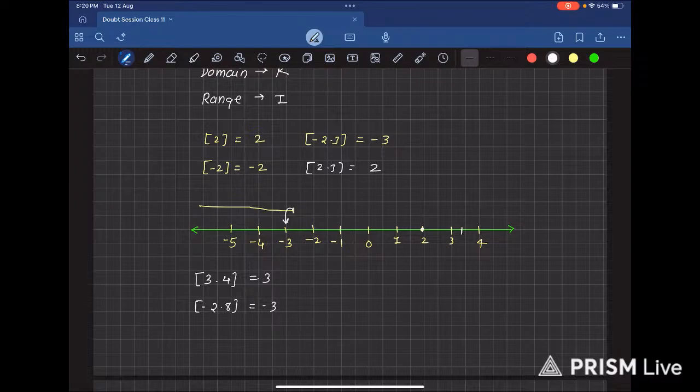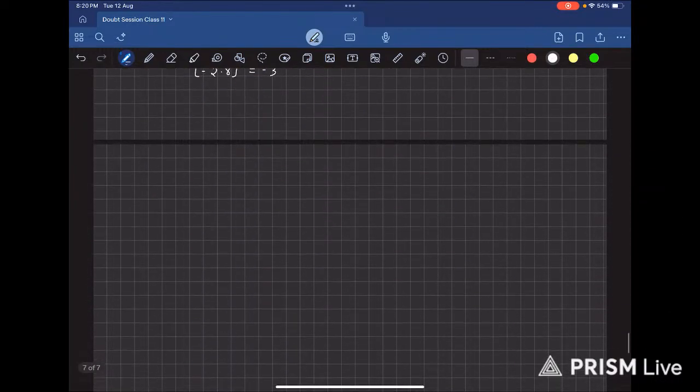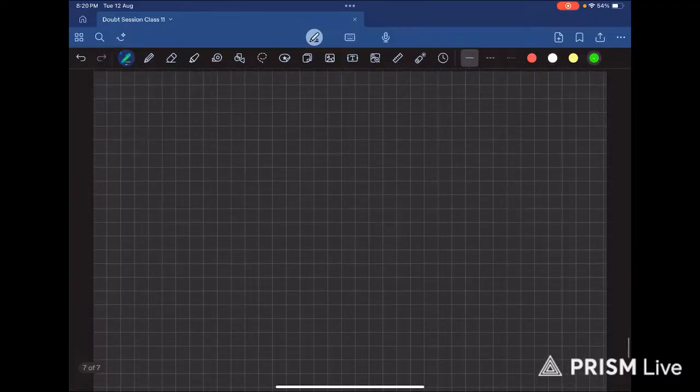Greatest integer function is clear. Next part is how do we plot the graph of greatest integer function.